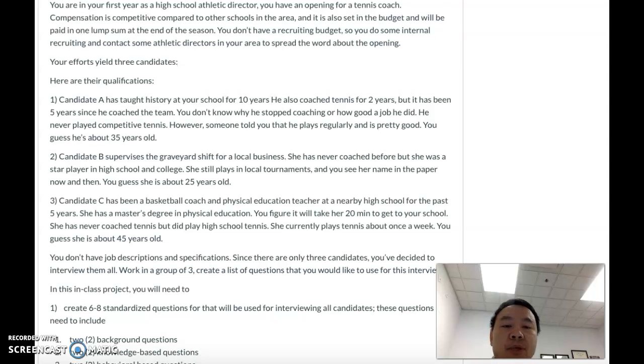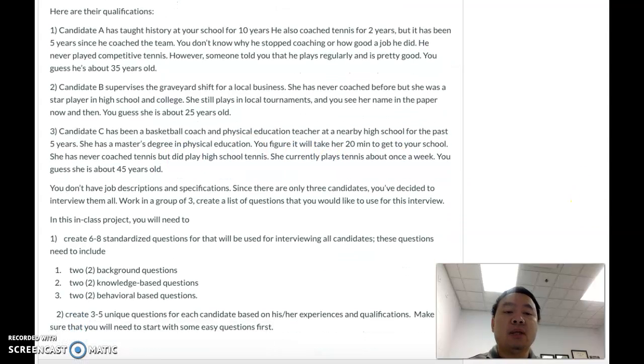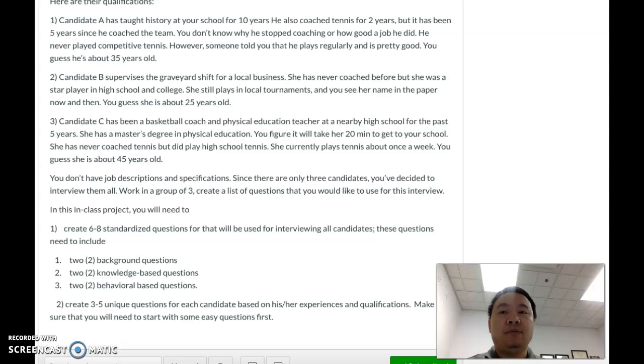So I have 3 different people's lists here: candidate A, candidate B, candidate C. All of them have their strengths, they also have their weaknesses. Some of them are very experienced, some of them don't have coaching experience, but were really successful tennis athletes in the past. So those are things for you to consider. You think all 3 of them qualify for this position, so you want to conduct an interview to get to know more about these 3 candidates.